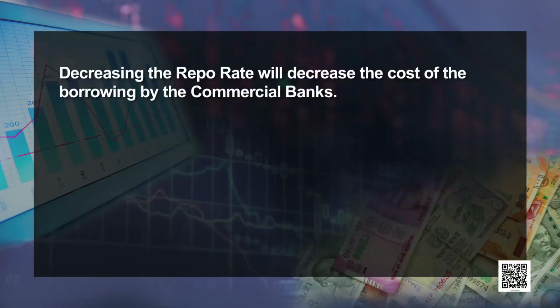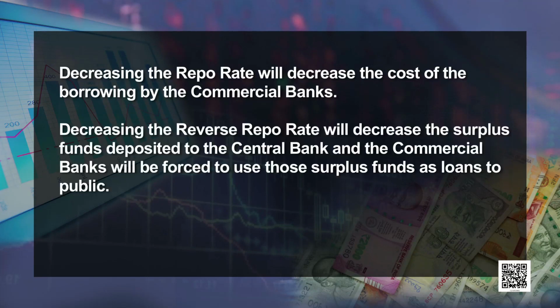Decreasing repo rate will decrease the cost of borrowing by the commercial bank. Similarly, decreasing the reverse repo rate will decrease the surplus funds deposited to the central bank, and the commercial bank will be forced to use those surplus funds as loans to the public.